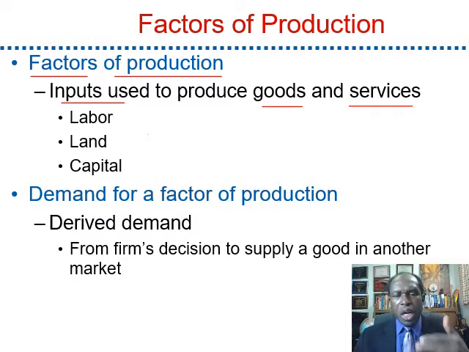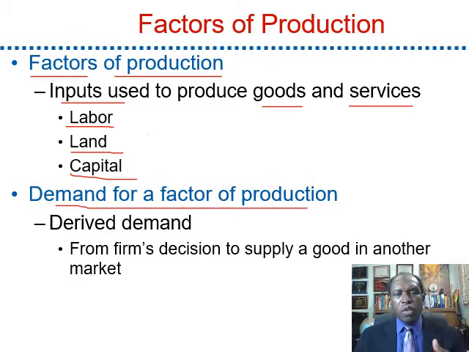One example of a good would be a car or housing. Services would be education services or banking services. The three most important factors of production are labor, such as workers or employees, land used for farming, and capital, equipment or machinery. On the other hand, demand for factors of production is a derived demand, which comes from a firm's decision to supply a good in another market.